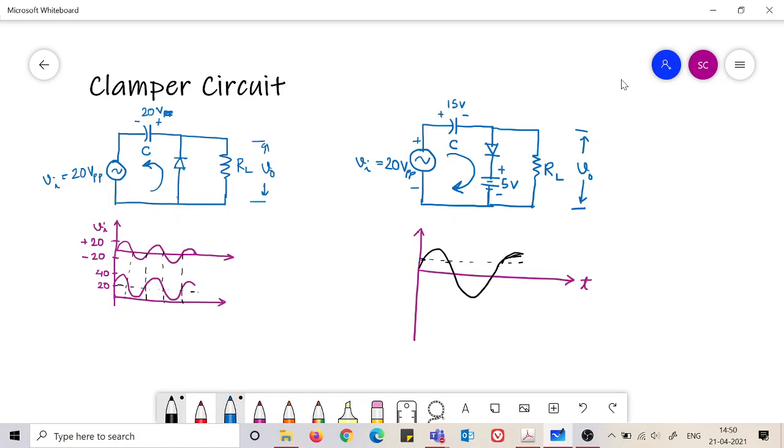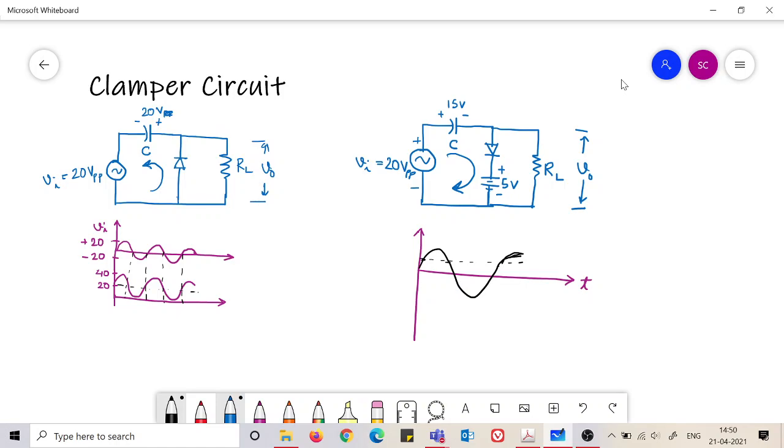The discharge circuit is this one. The discharge is not going to happen because the RL is quite high. So the discharge time constant is very low. So you can say that this voltage across the capacitance will remain as it is. So this 15 volt in this particular polarity will always be here across the diode, and this plus 5 volt will always be here.